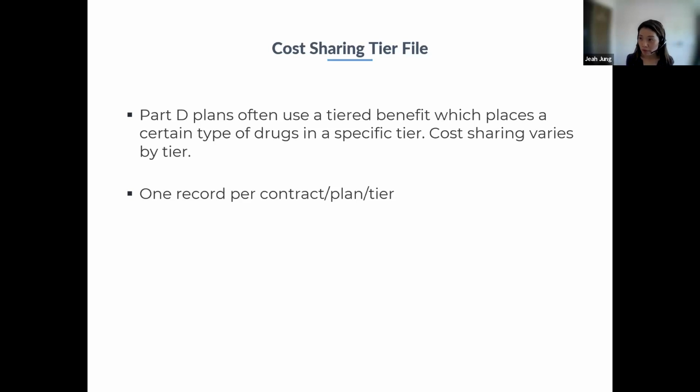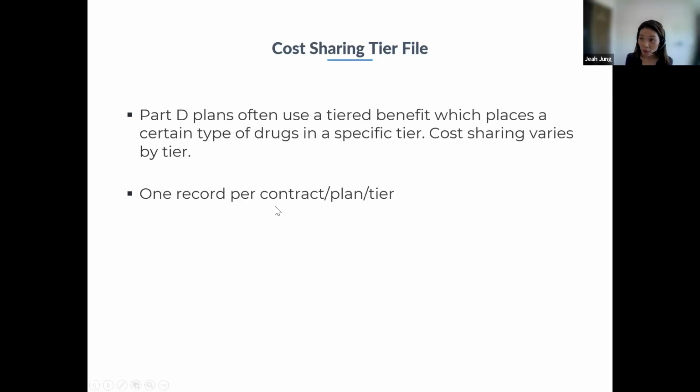Tier 3, preferred brand name drugs. Now the copayment is $50 or 20% co-insurance. So they created this tiered benefit, and by placing certain types of drugs in a specific tier and making the cost sharing different across tiers, they want to steer their enrollees to use some specific types of drugs, right?